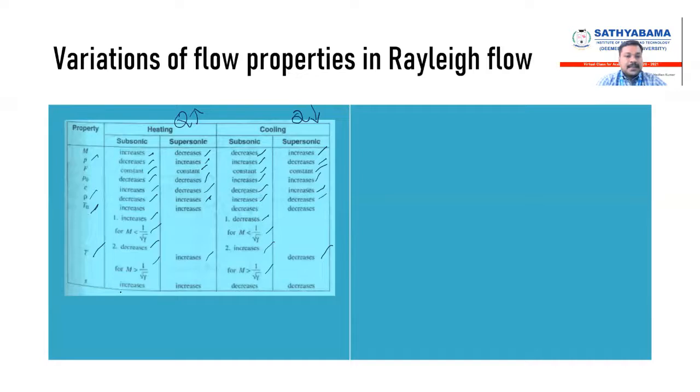Then what happens to the entropy here? During heating, entropy increases. During cooling, entropy decreases. This is a simple statement we have studied from first-order thermodynamics. When you add heat, entropy increases, and when you remove heat, entropy decreases. This is the common property we have studied in thermodynamics, and the same thing is written here. Next thing.